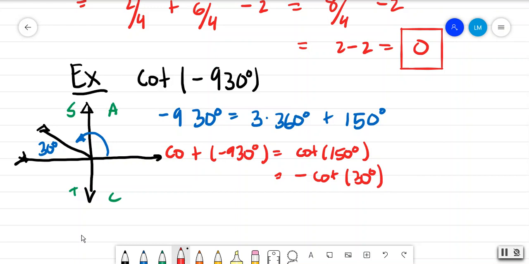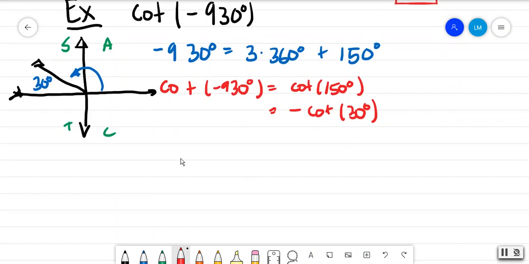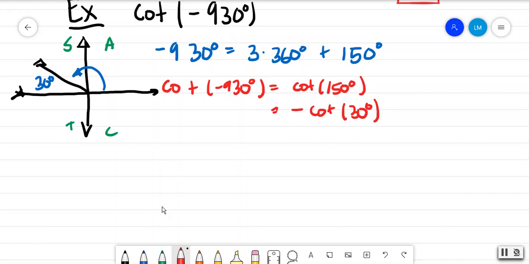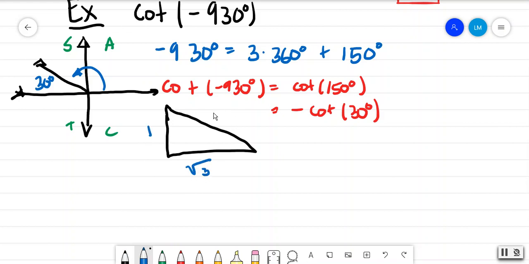Now, cotangent of 30 degrees, however, is where you would have that it's adjacent over opposite. Okay, so 1, root 3 and 2. So remember that this is going to be 30 degrees. So adjacent over opposite, that's going to be negative root 3. So that's negative root 3.